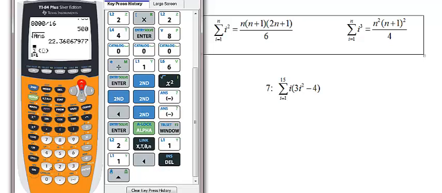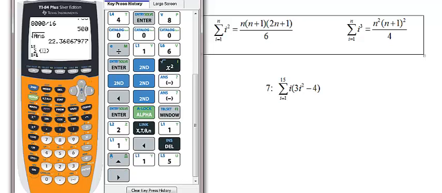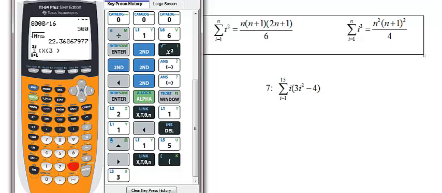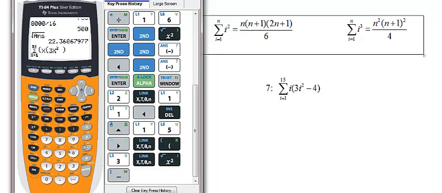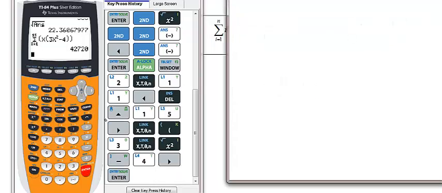And we go up to 15. And then we write our equation: x times 3x squared minus 4. And then you hit enter. That's really it. Just make it look how you want it to look. Again, that was alpha window, enter, and you got your number.